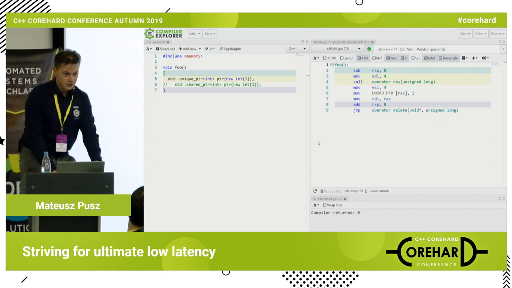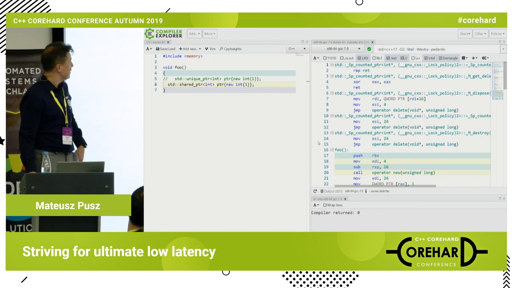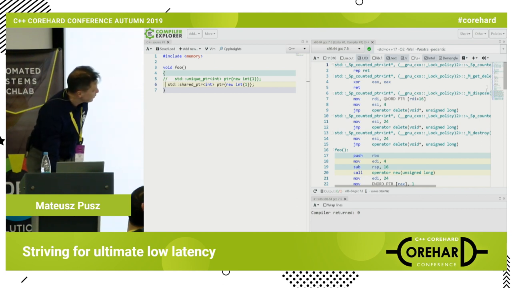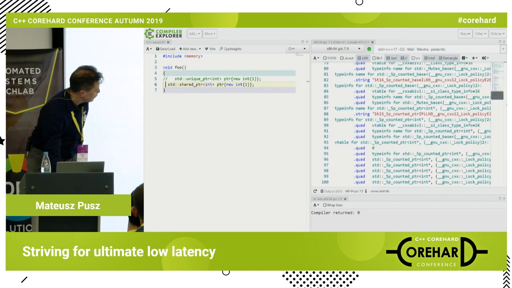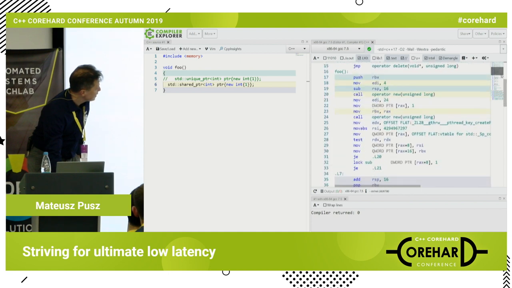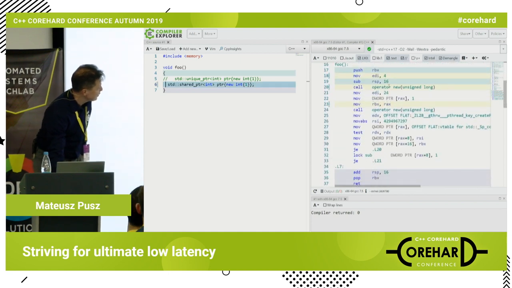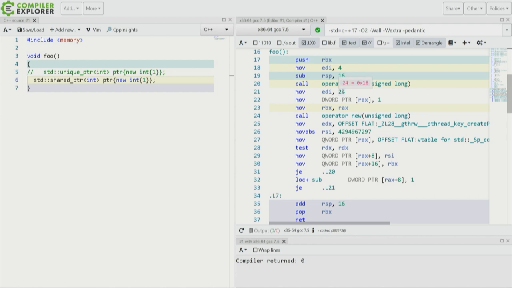Twice? Who gives more? Thousands? No, thousands may be too big. Let's see. This is shared pointer. 100 on this compiler. And there are some interesting aspects here. We have, for example, two allocations. One allocation is for 4 bytes, so this is probably our integer. And we have another allocation for 24 bytes. This is our state. So the state of shared pointer has 24 bytes.